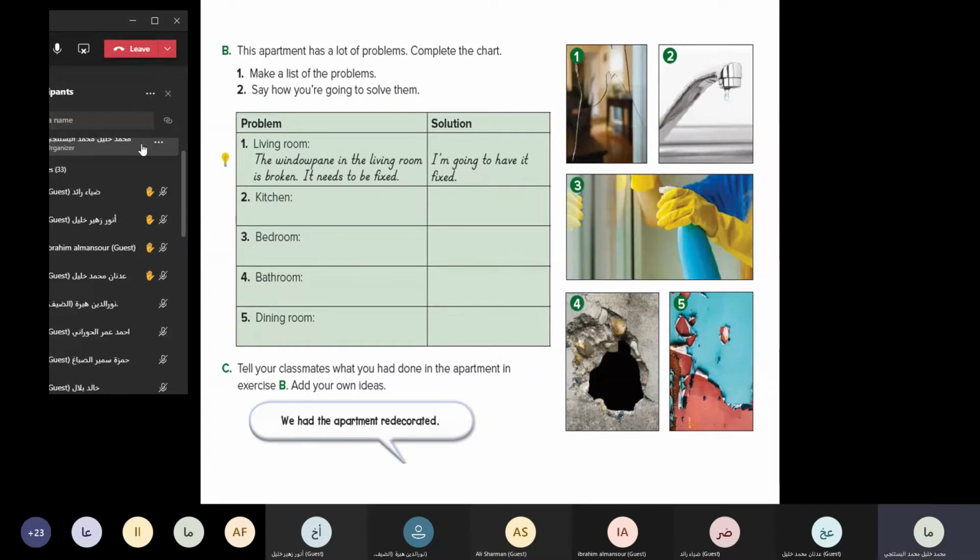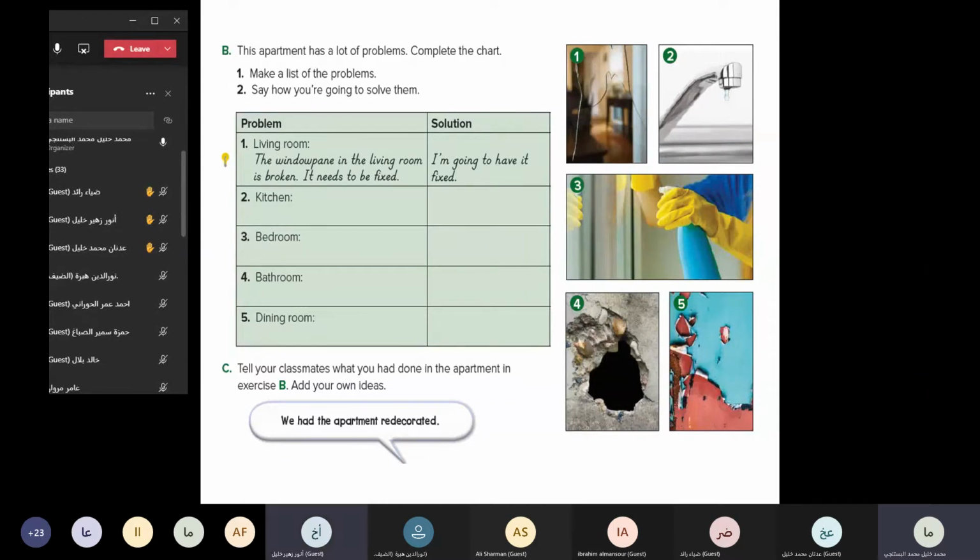Who can read the example? Ibrahim Mansour. The first room is the living room. The window in the living room is broken. It needs to be fixed. Solution: I'm going to have it fixed. Good. The window pane in the living room is broken. It needs to be what? Fixed. So the solution is that I'm going to have it fixed.